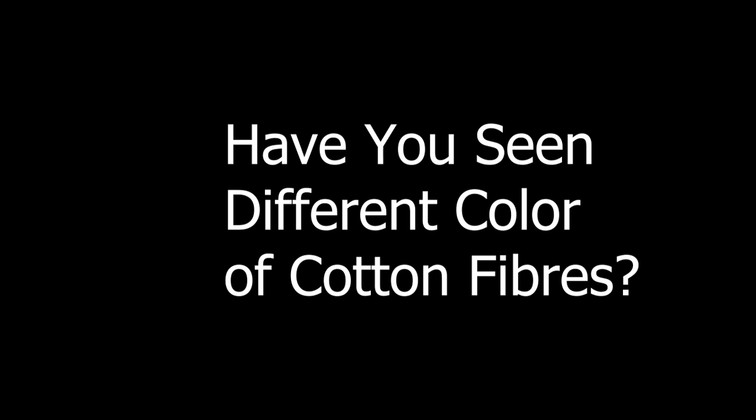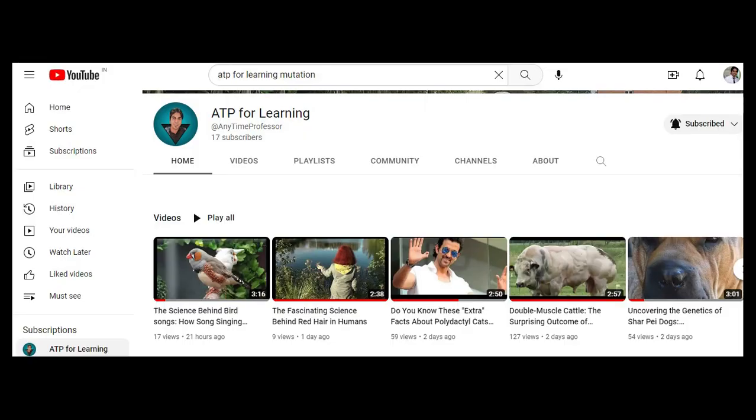Have you seen the different colors of cotton, and what is the reason behind them? The answer is the variations in genes that gave cotton different characteristics. We have already discussed the role of mutation or variation in our previous videos. You can check and learn those other examples of mutation on my YouTube channel, ADP for Learning.